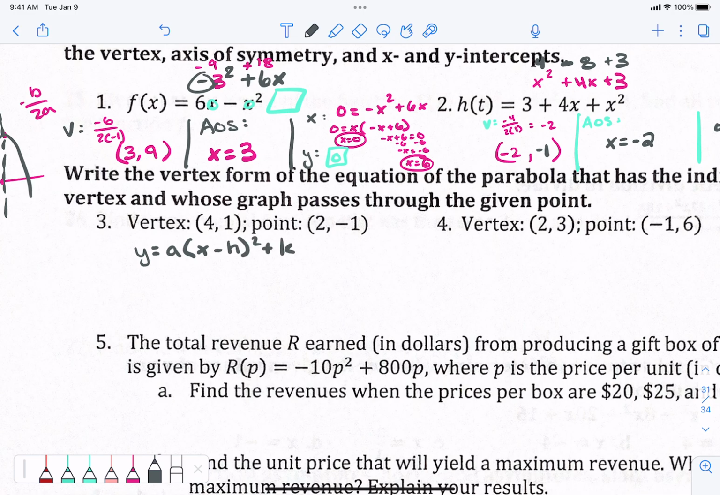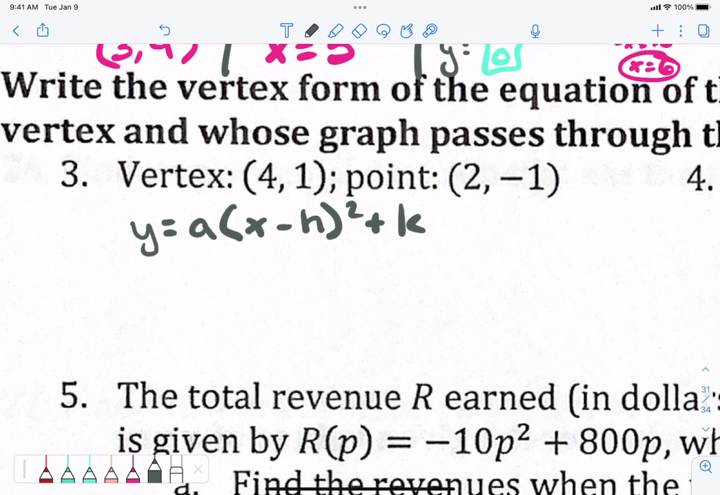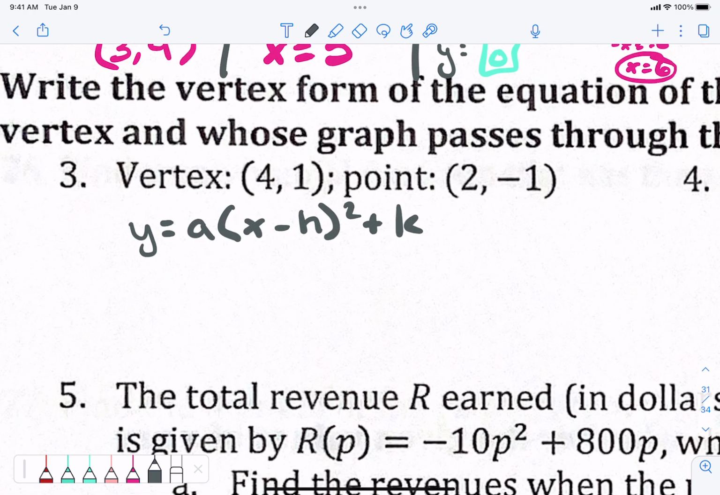We just talked about vertex form a little bit ago. h and k is your vertex. There could be a number out in front. If there's no number, it's 1, which means there is no vertical stretch or compression. But if there is a number there, there is a vertical stretch or compression. That's what we have to find.